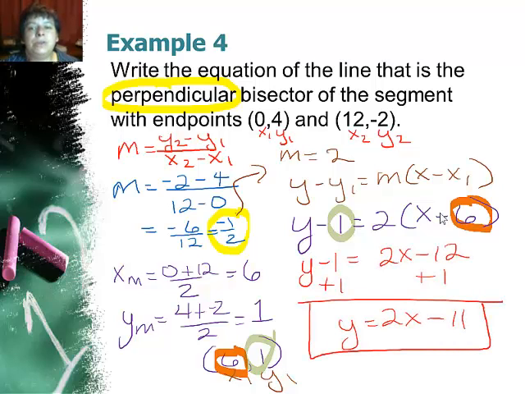Then distribute the 2 in through, and we've got y minus 1 equals 2x minus 12. Add 1 to both sides to isolate the y, and we get y equals 2x minus 11.